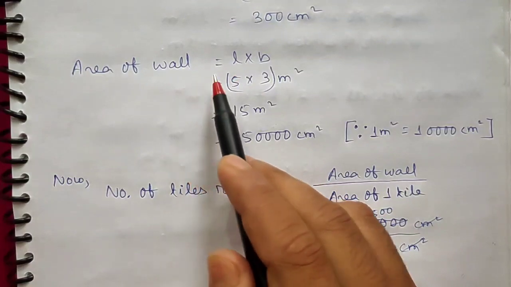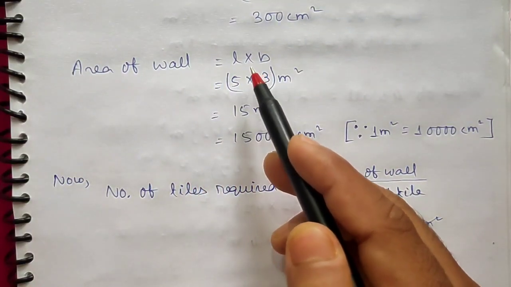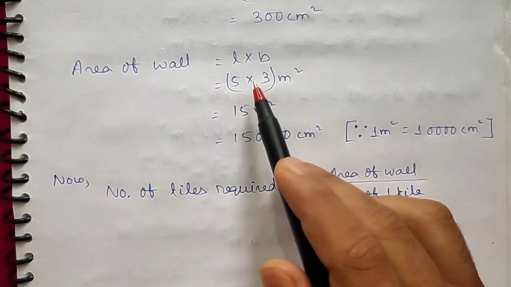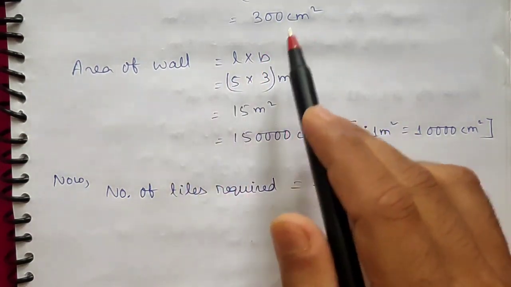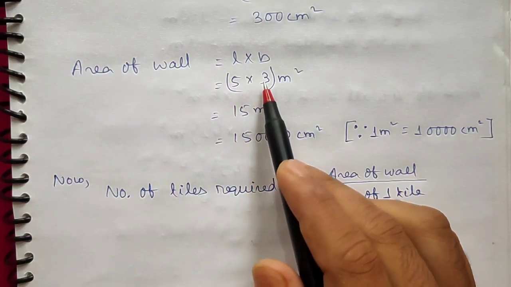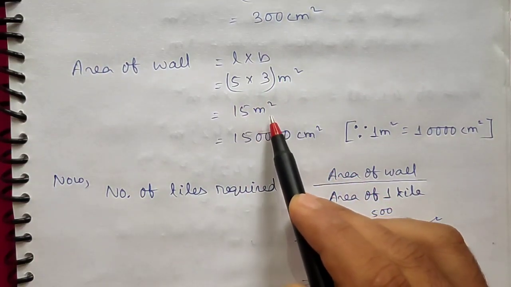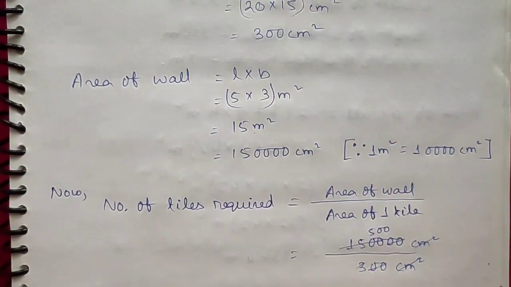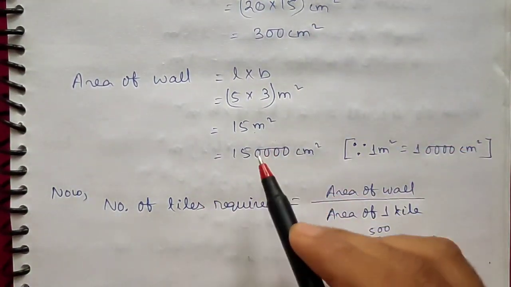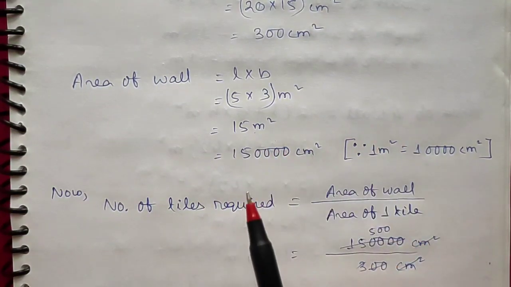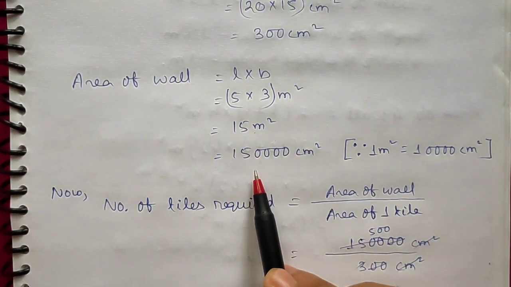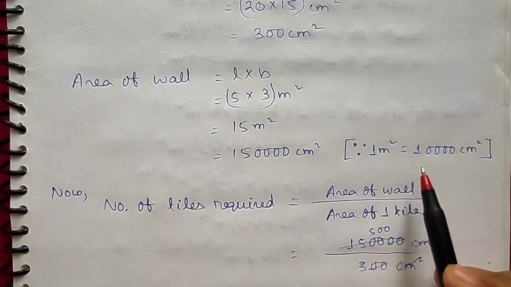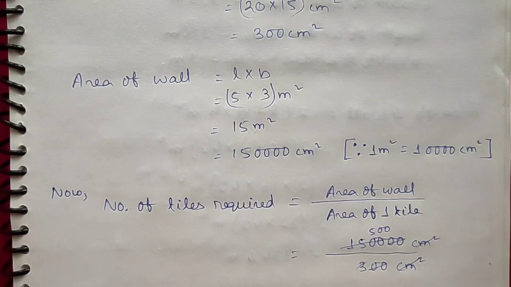Next is area of wall. The wall is also in rectangular shape, so area of rectangle is length into breadth, in meter. Length of wall was 5 meter, breadth is 3 meter, so it equals 15 meter square. As this is in meter square and the area of tile is in centimeter square, we have to convert this into centimeter square. So 15 meter square equals 1,50,000 centimeter square, since 1 meter square equals 10,000 centimeter square.